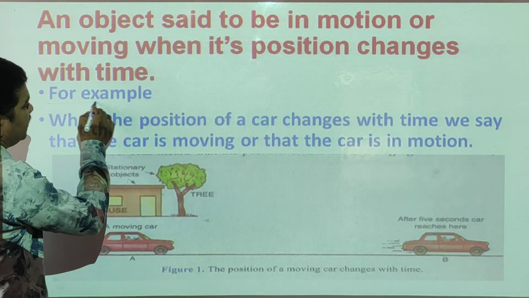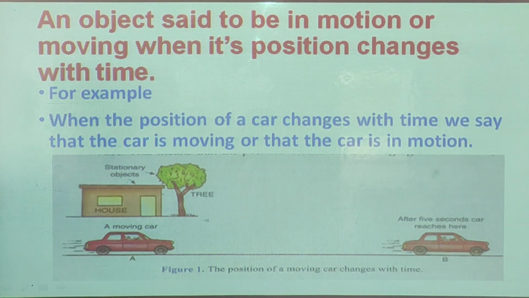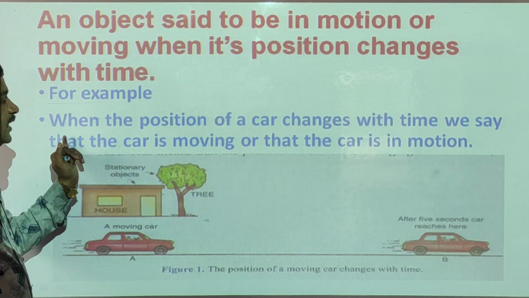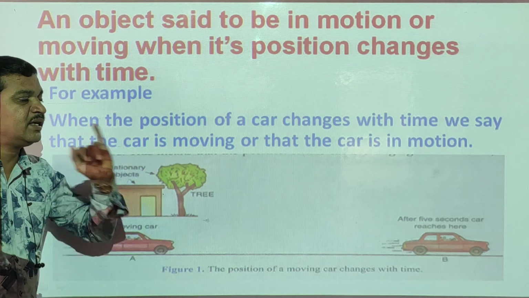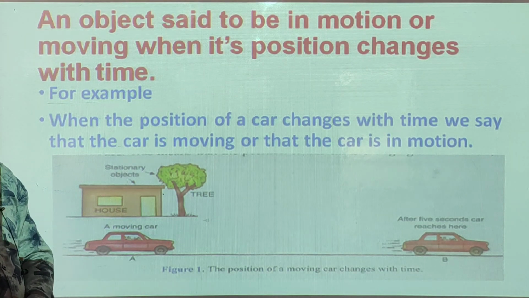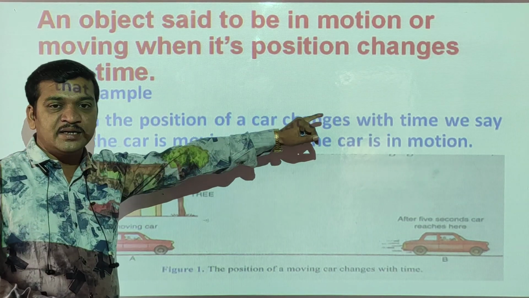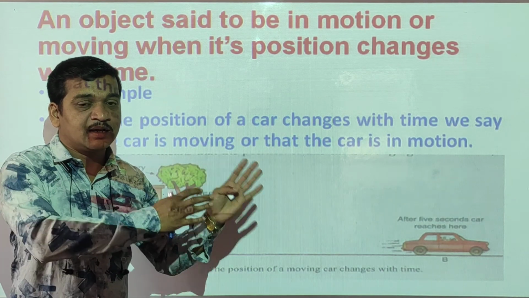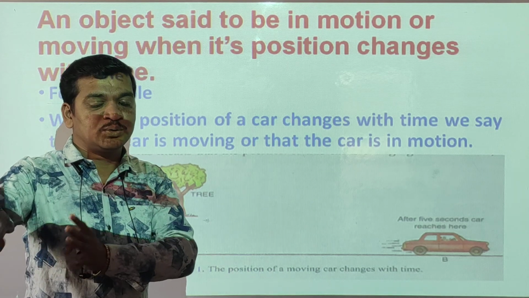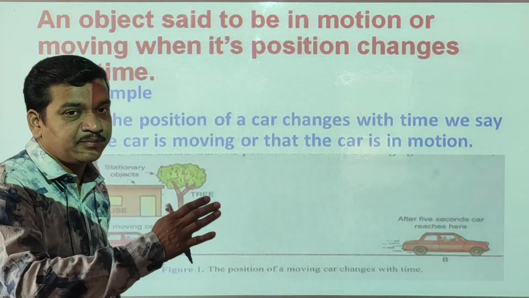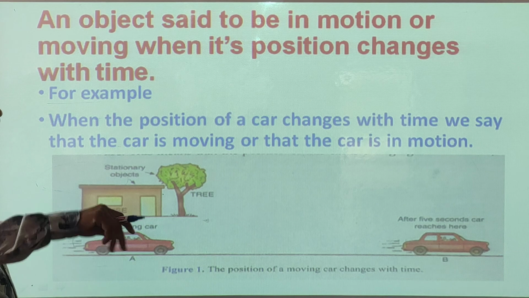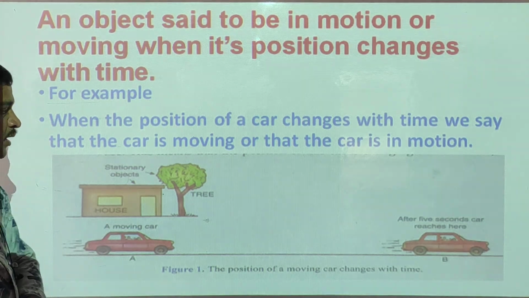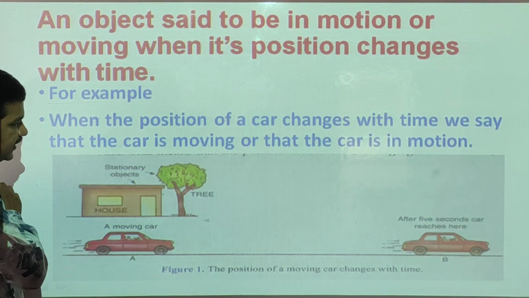So for example, you can see here, when the position of a car changes with time, we say that the car is moving. When the position of the car changes with time, as the time passes, the car moves. So that means with the time, okay? So the car moves with time. So that is why we say that the car is moving. A simple example is given here.